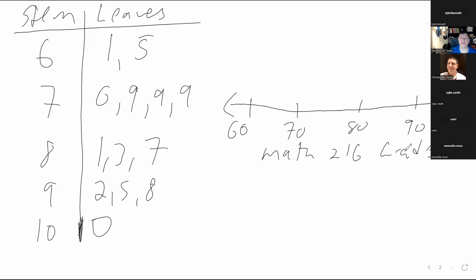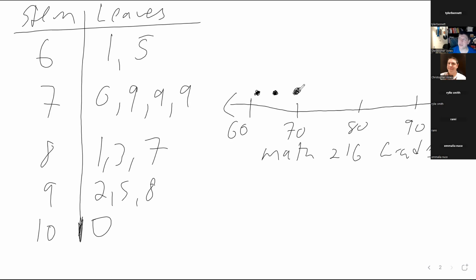What I'm going to do is put a dot above the axis, not on the axis, but above the axis where each of the observations lies. So right here, I'm going to put a dot, and that represents that we have a 61. Then notice that I have a 65, so I'm going to put a dot just next to that. I have a 70, so I put a dot here.